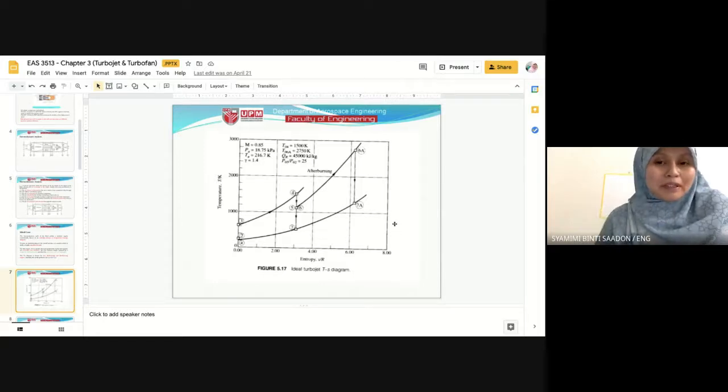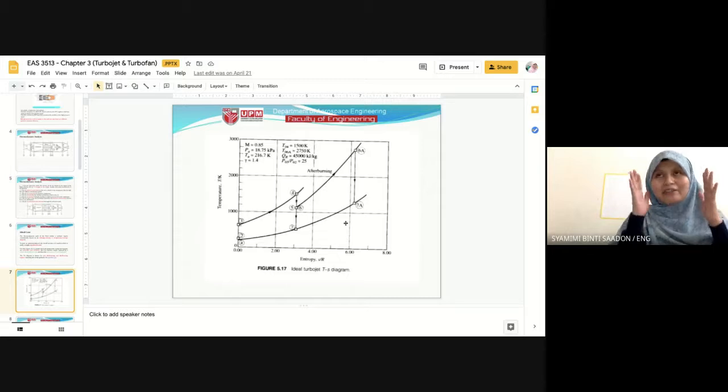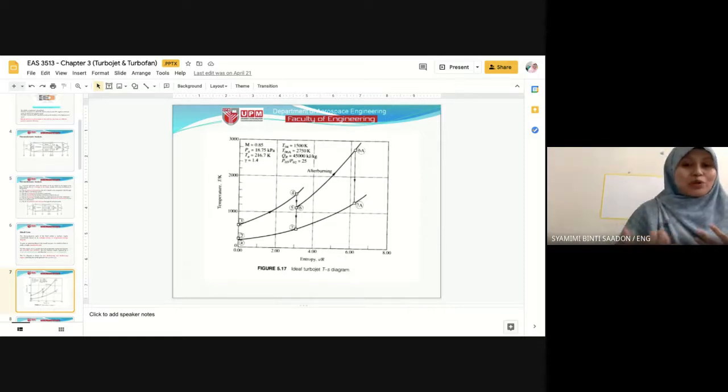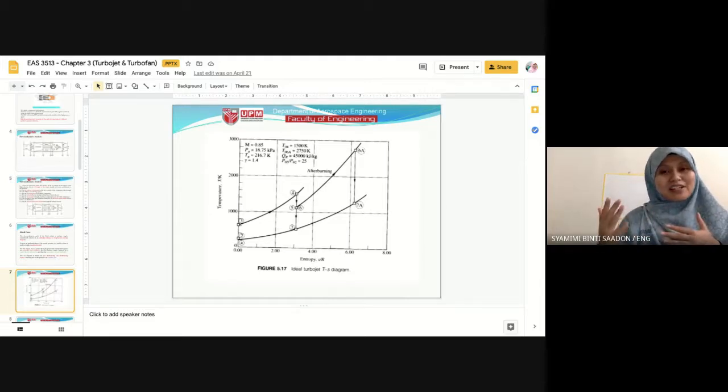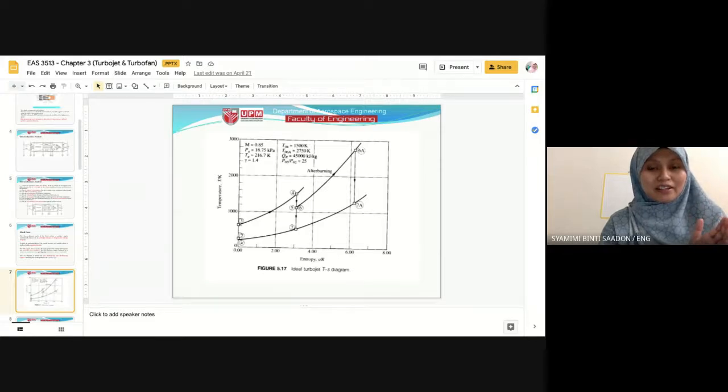You have to remember this. Even though our exam or test is open book, if you can imagine the cycle in your head, it is easier for you to do the exercises and tutorials, because you understand the process, whether the temperature is increasing or decreasing. So it's better if you can remember this TS diagram. At least you have the idea of when the temperature and pressure will increase or not.